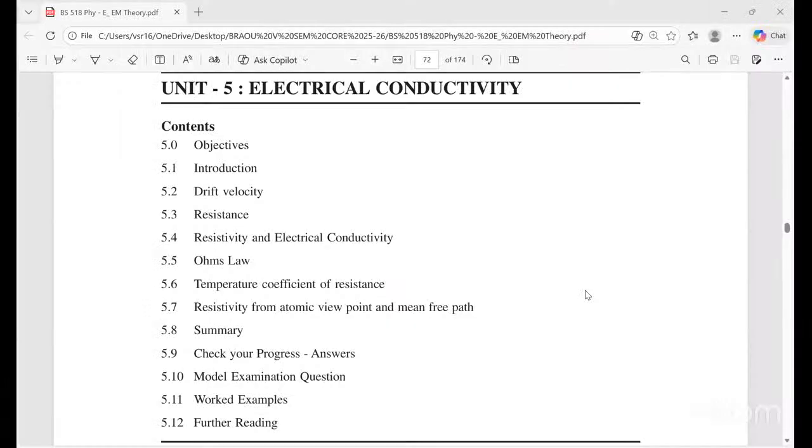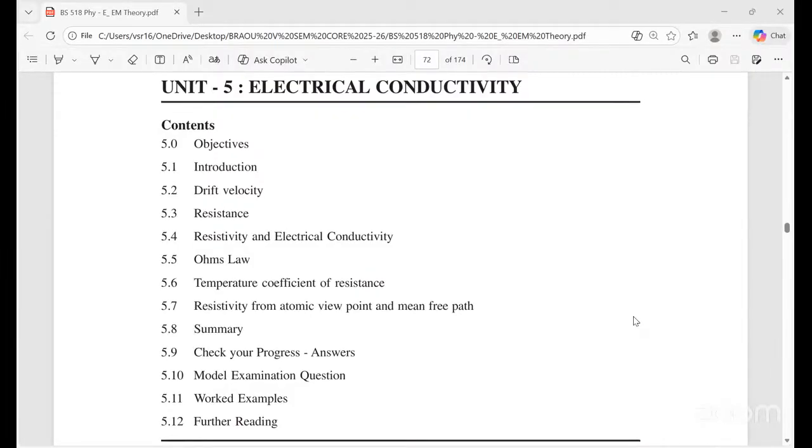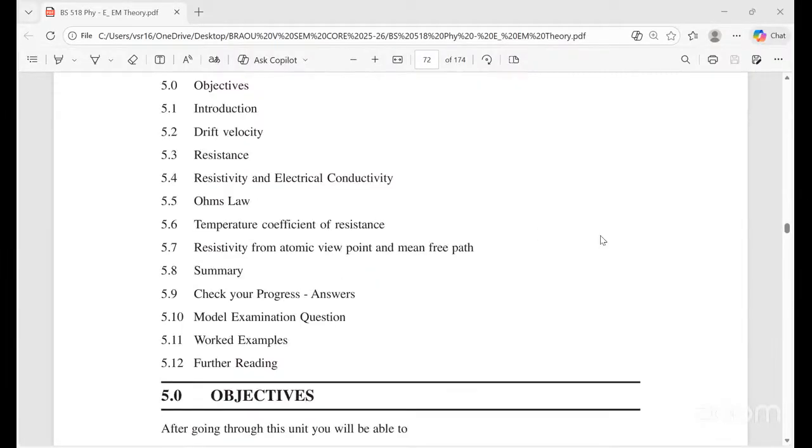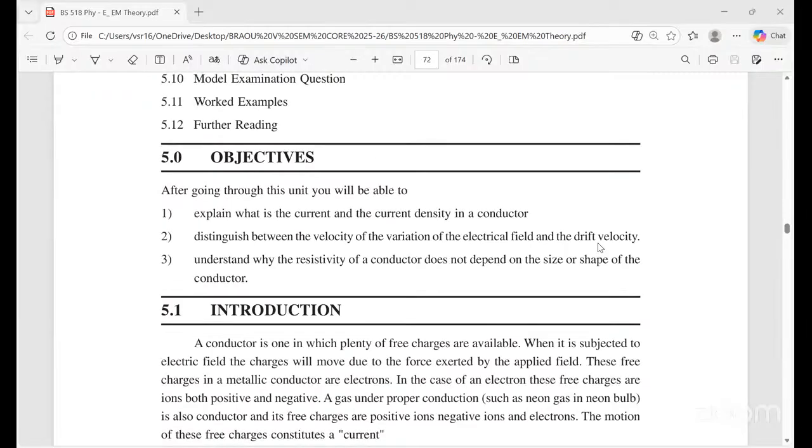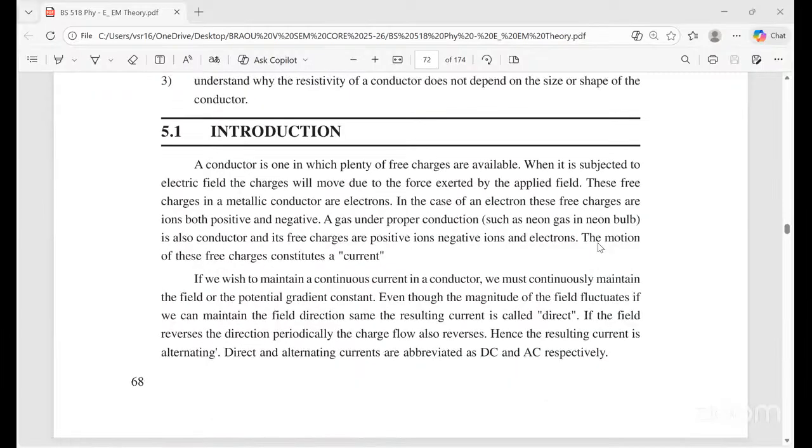The motion of the electrons opposes the applied electric field. Okay, so in this topic of electrical conductivity, we can go through the drift velocity, resistance, resistivity and electrical conductivity, Ohm's law, and also the temperature coefficient of resistance. So here itself it is given out in this paragraph.